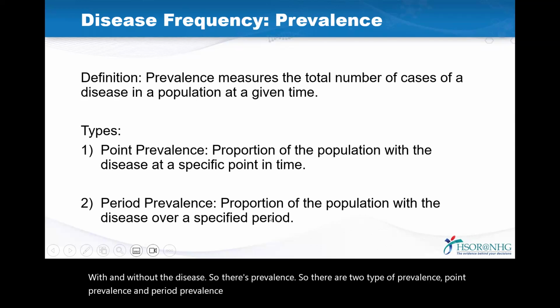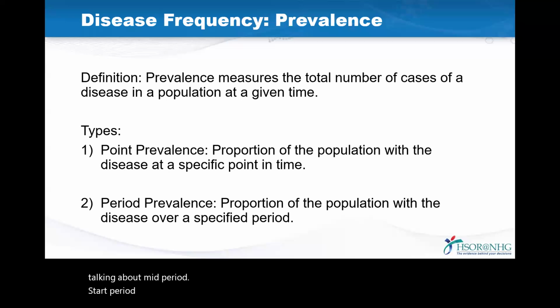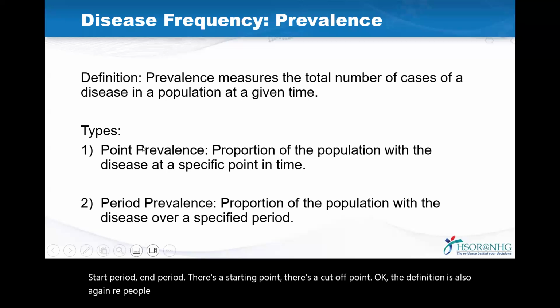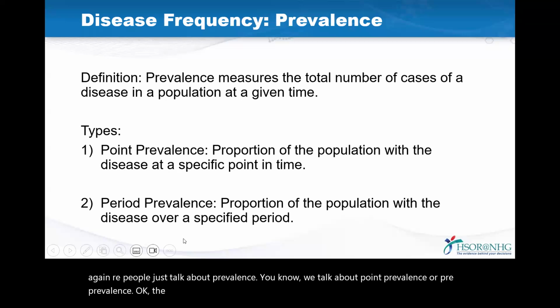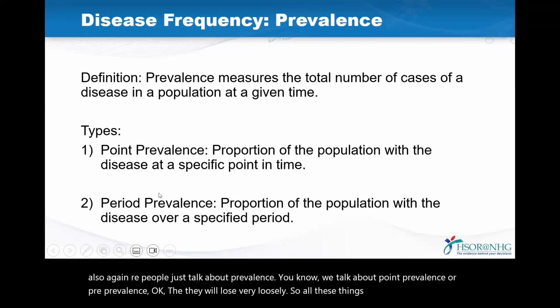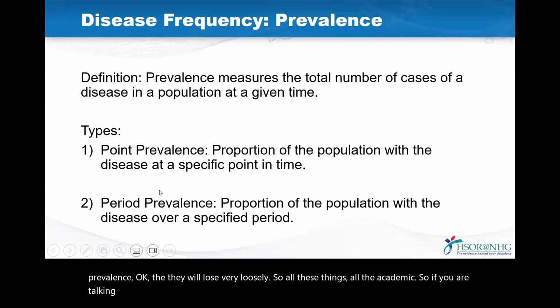Period is the easiest, over a period of time. Point prevalence is talking about mid-period, start of period, end of period. There's a starting point, there's a cut-off point. Okay, the definition is also, again, people just talk about prevalence. We talk about point prevalence or period prevalence. Okay, they use it very loosely. So all this is academic. So if you're presenting to a professor, then you must be very clear.